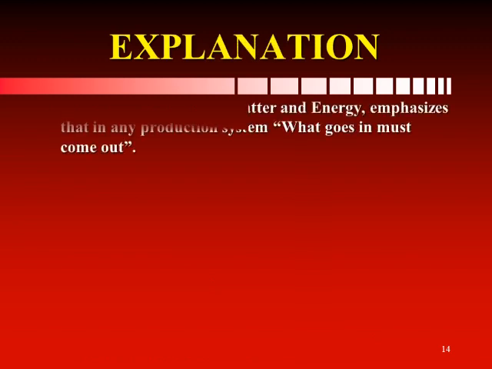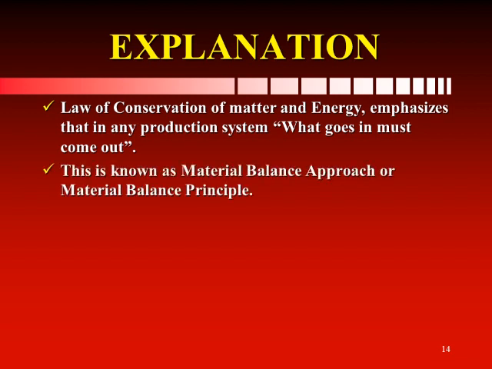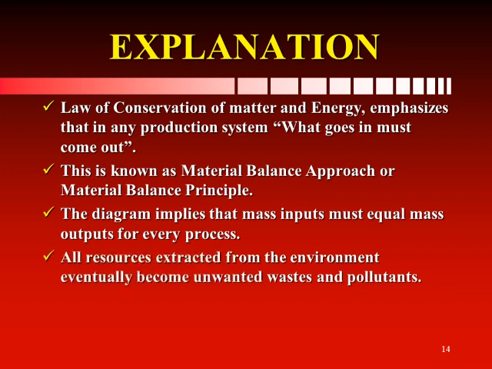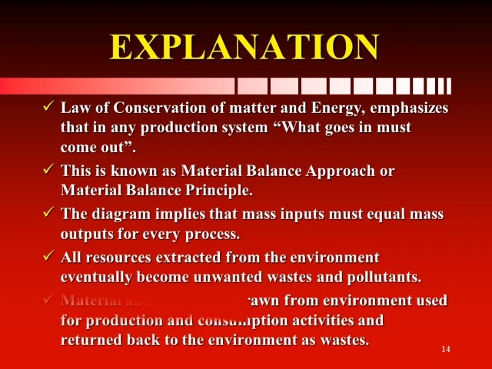Explanation of this material balance model. Listen, students. The law of conservation of matter and energy emphasizes that in any production system, what goes in must come out. That is, for each and every input, there will be an output. This is known as the material balance approach or material balance principle. The material flow diagram implies that mass inputs must equal mass outputs for every process. All resources taken from the environment will become unwanted waste and pollutants. In short, all materials and energy drawn from the environment, which are used for production and consumption activities, are once again returned back to the environment as waste.